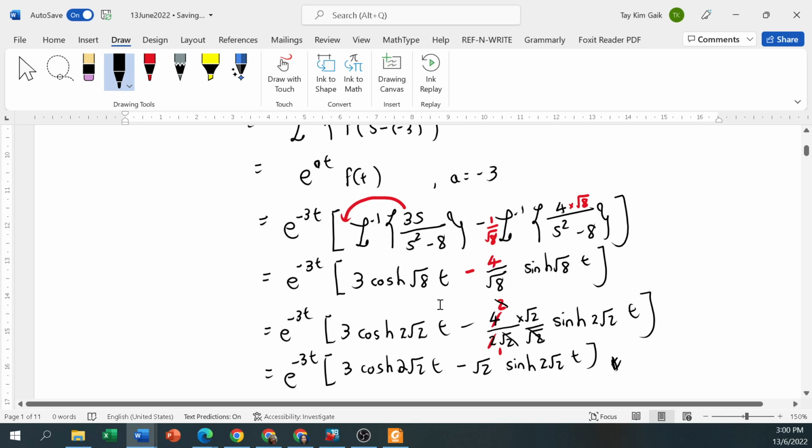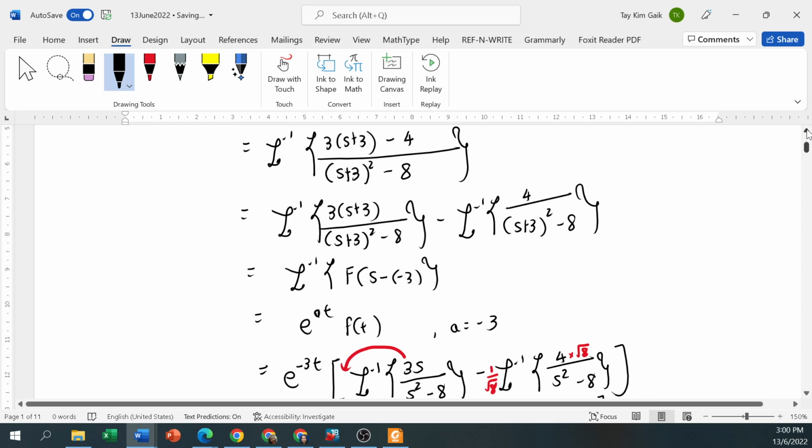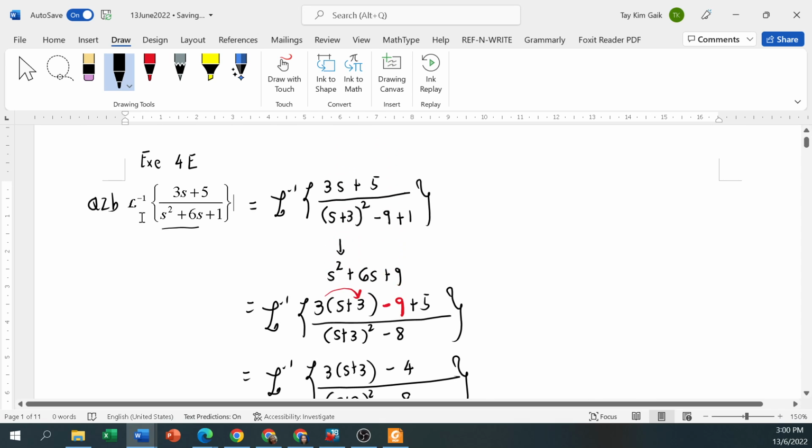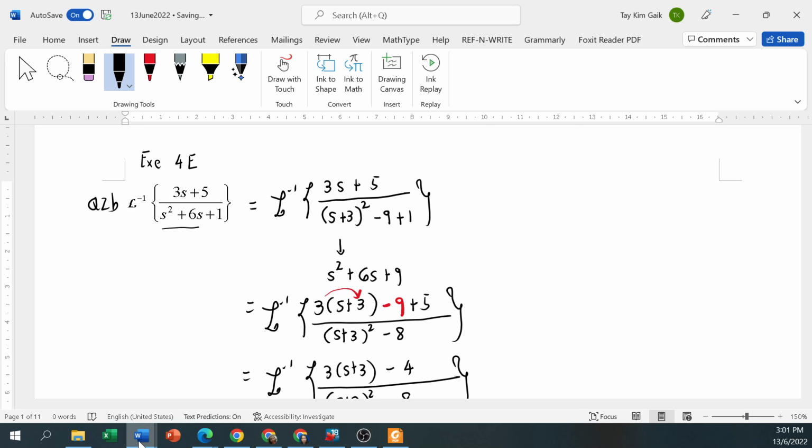Okay, this is using completing the square, because we cannot factor s squared plus 6s plus 1 into two linear factors. If we can factor, then we use partial fractions.